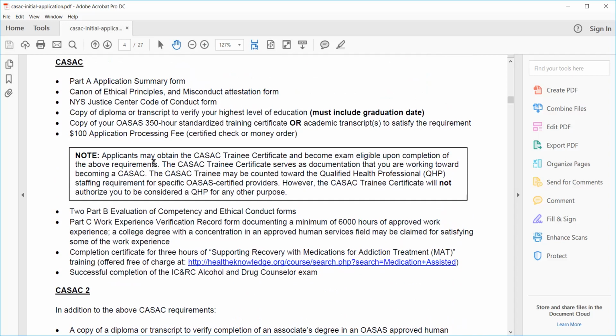A little more money, you are on your way to getting into the field. It gives you a leg up. Get into the field, and while you are working on these hours, whatever you have left of the 6,000 hours, you need to get all of these other things completed.